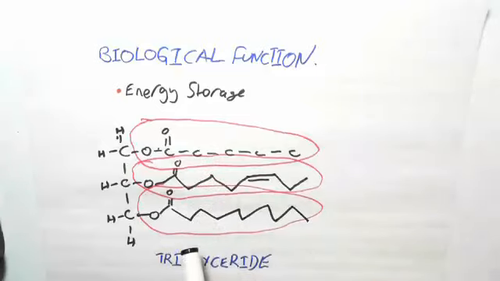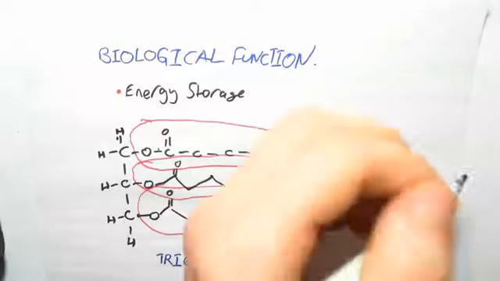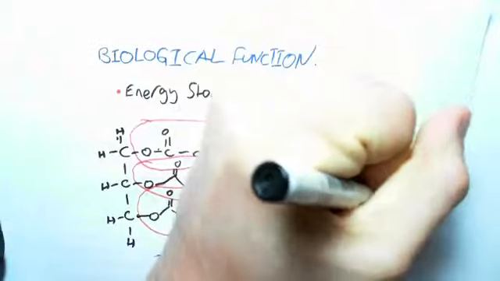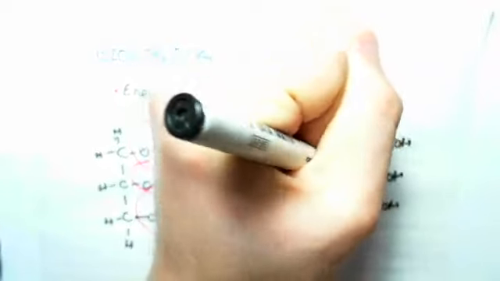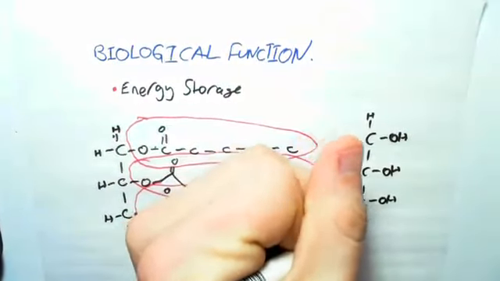These fatty acids in a triglyceride are attached to a glycerol. This is a glycerol molecule here, drawn separately. It looks like this. And this is also an important biological molecule when talking about lipids and comes into play quite a bit. So this is glycerol.